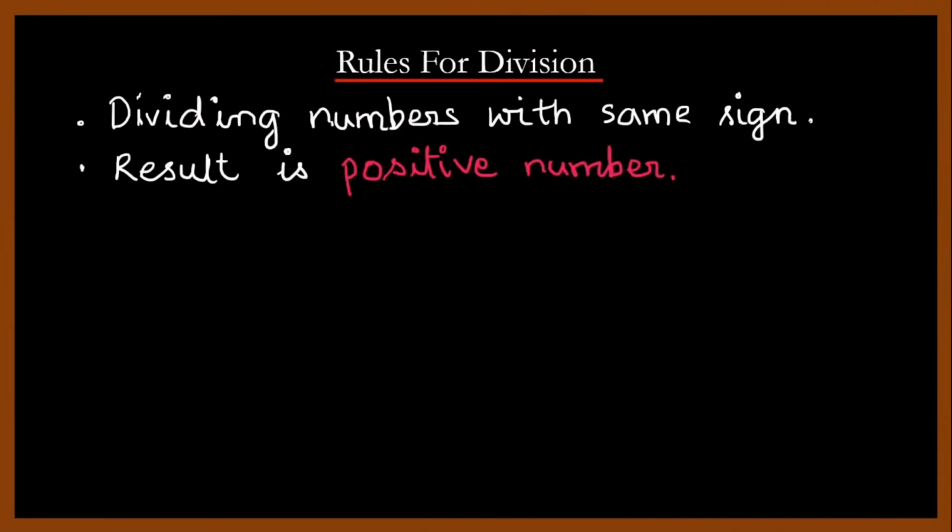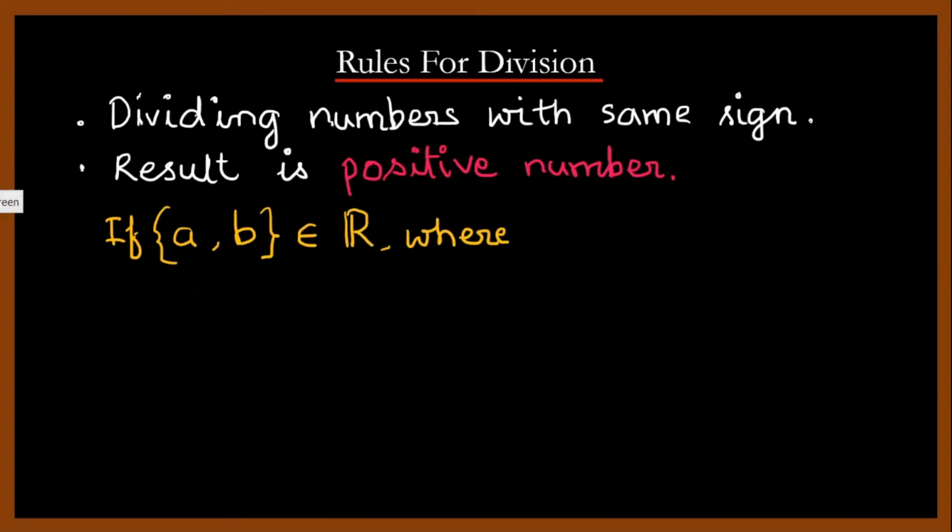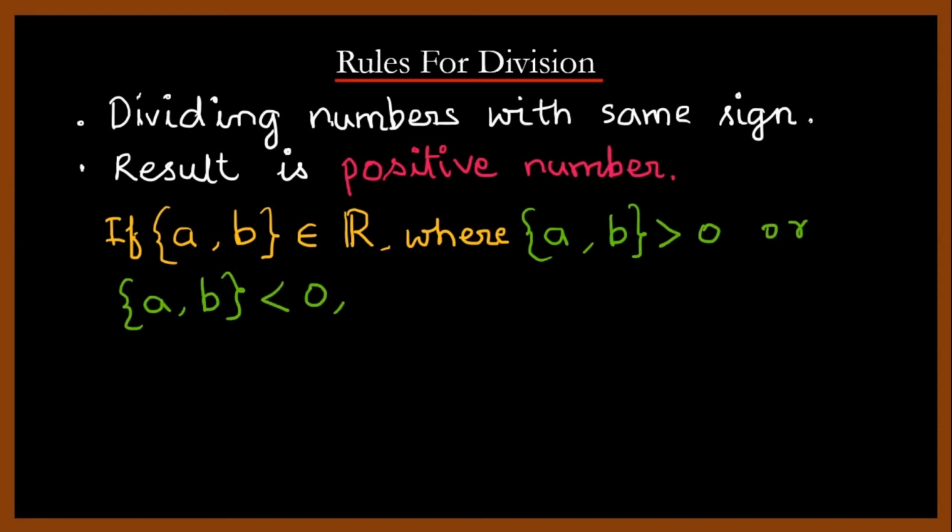Division is also similar to multiplication. If we divide two or more numbers with the same sign, that is both positive or both negative, the result is going to be a positive number. So if a and b are two real numbers where a, b are greater than 0 or a, b less than 0, a divided by b is equal to c, where c is greater than 0.